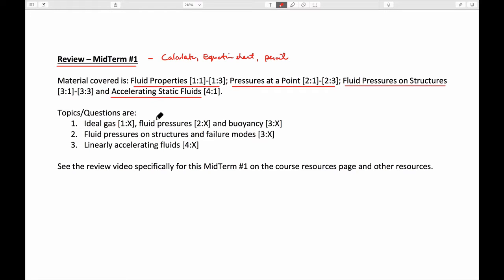The 3 questions are outlined as defined here. They include the ideal gas law, fluid pressures at a point, and buoyancy in the first question. Calculation on pressures on structures and failure modes in the second question. In other words, resolving forces and then looking at a hinged gate or something like that to say how it failed. And in the third one, linearly accelerating fluids.